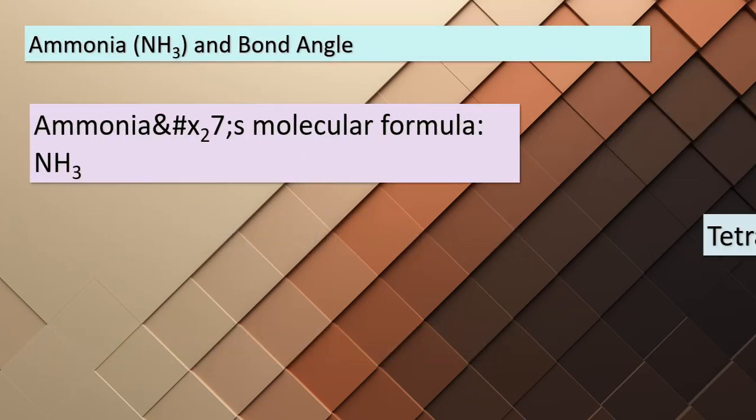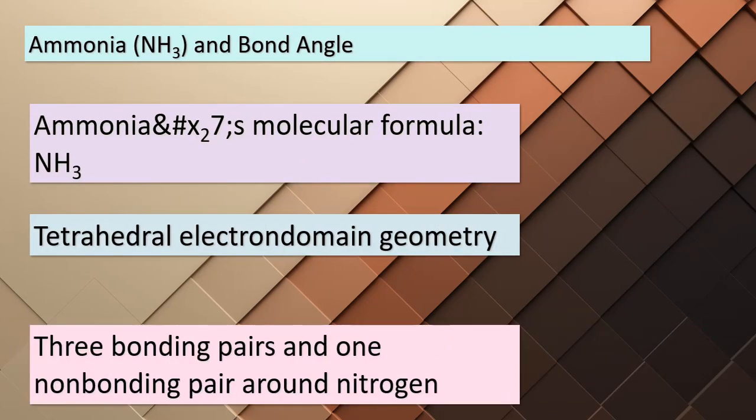Moving on to ammonia, NH3, students. Here, we have a nitrogen atom at the center, with 3 hydrogen atoms bonded to it. The VSEPR model, again, predicts a tetrahedral arrangement due to the 3 bonding pairs. However, there's an interesting twist: there's also a non-bonding pair of electrons.